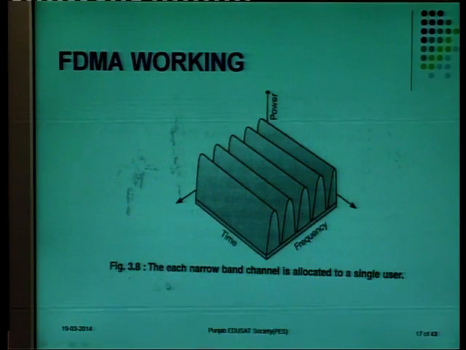So, each narrow band channel is allocated to a single user. This single narrow band is allocated to a single user. That user or that channel can communicate its data for the whole time. This is a dedicated channel for the whole time for this user.